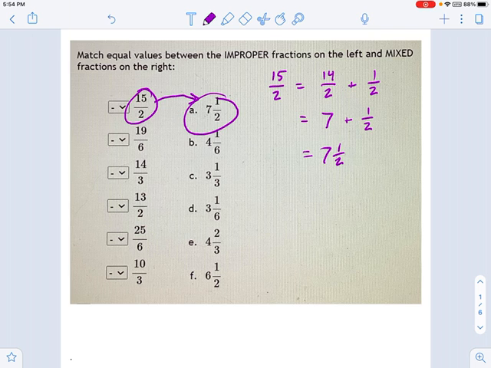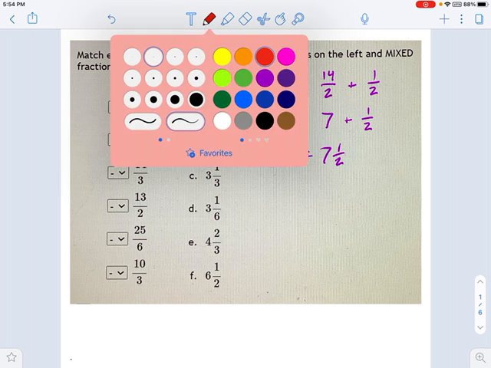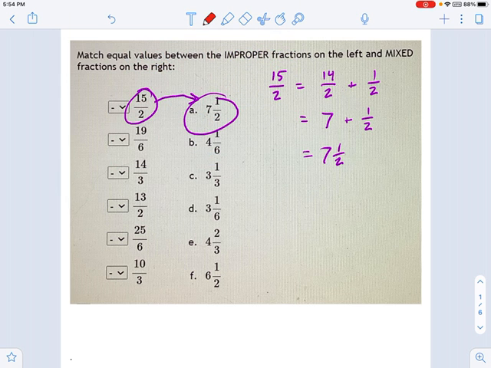Basically, you do the division. And if you wanted, you could do this in a calculator. Do 15 divided by 2, you'll get 7.5, and recognize that that is just 7 and 1/2. Now, the other way to attack this problem is to go backwards, right? What if we wanted to take this 3 and 1/6 and figure out which fraction on the left is equivalent?